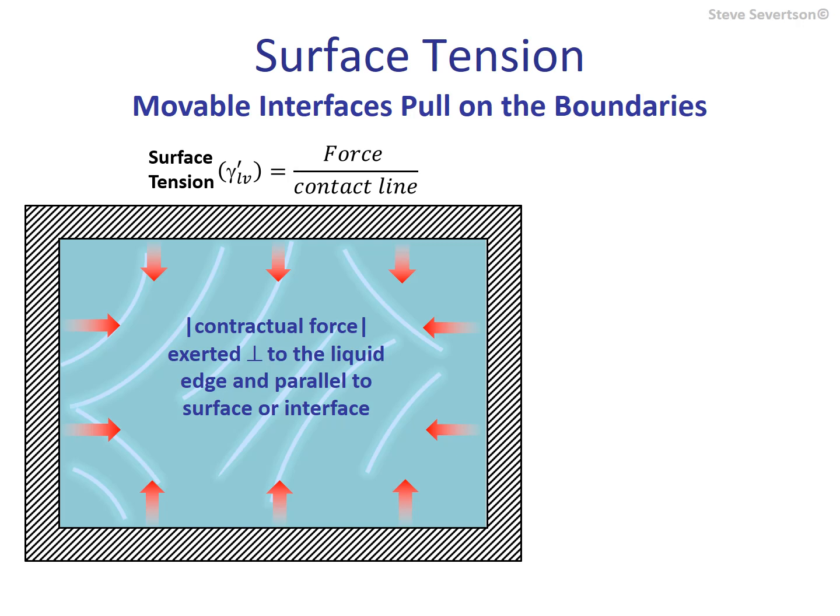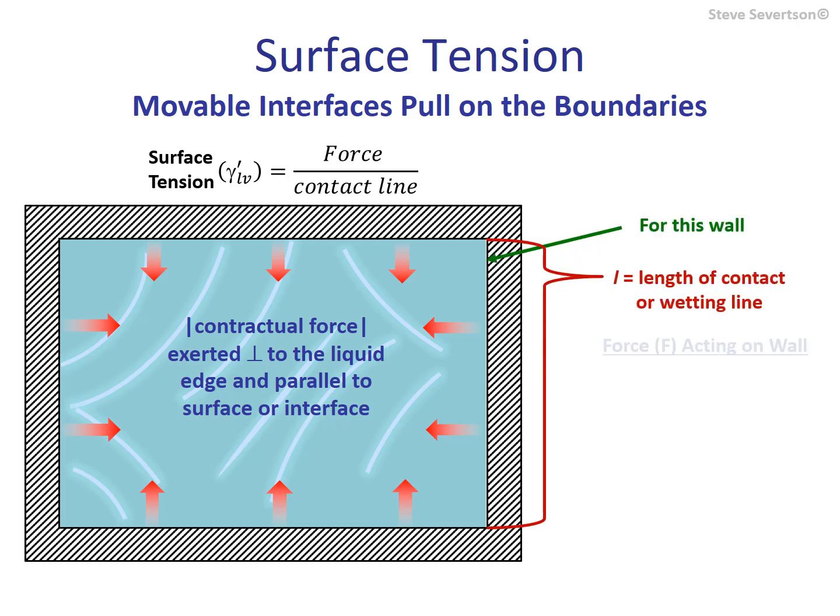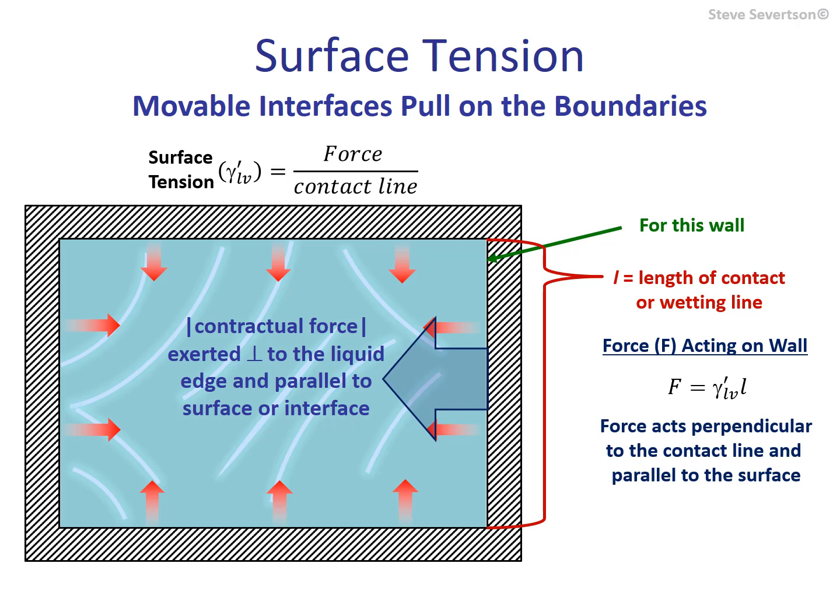For now, we will denote surface tension with a prime. For the schematic shown here, the resulting magnitude of the force acting on this wall of length L is equal to the surface tension multiplied by L. The direction of this force is perpendicular to the wall and parallel to the liquid surface.